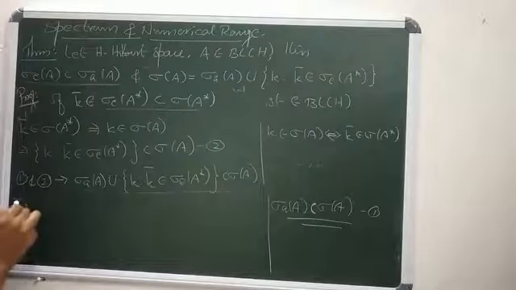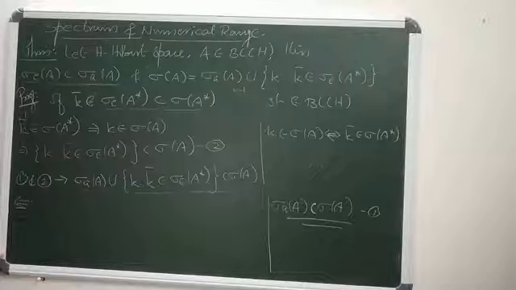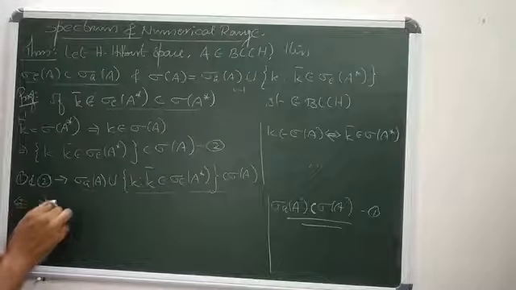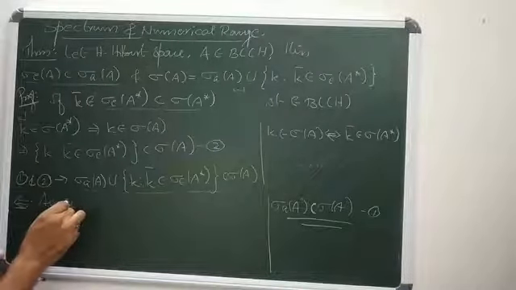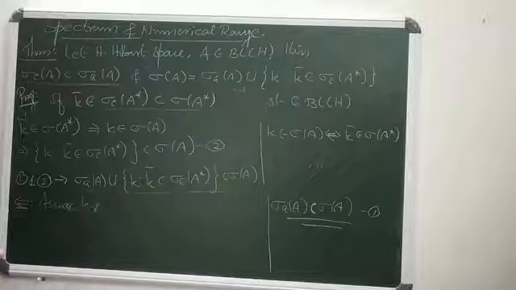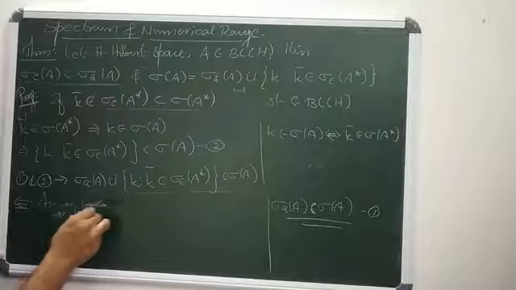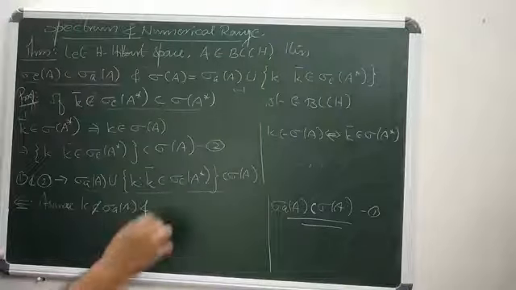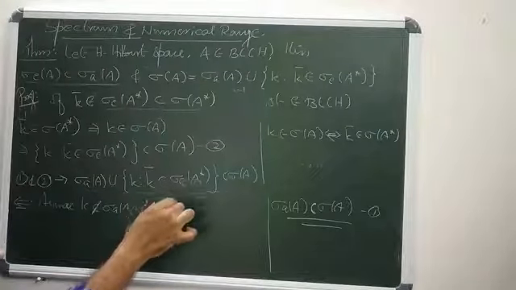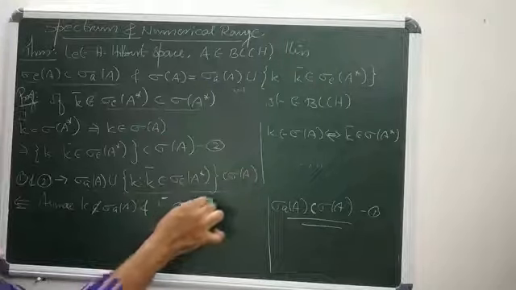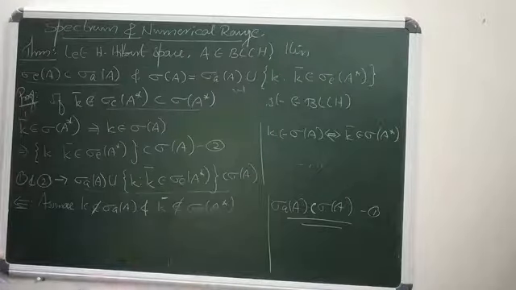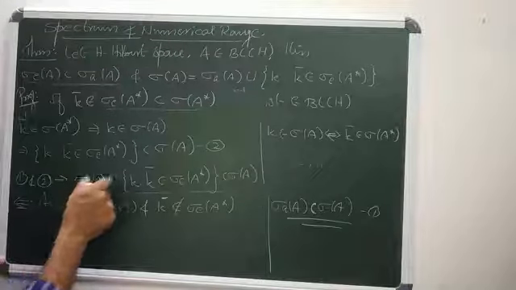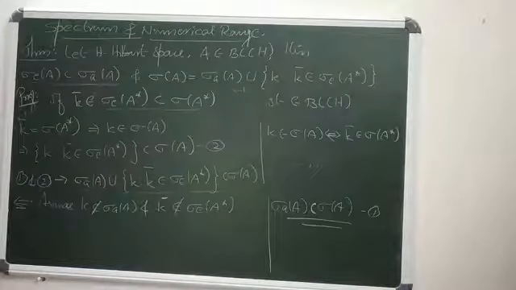Now for the reverse inclusion, assume K is outside of sigma_a(A) and K bar is outside of sigma_e(S). Assume K is outside of sigma_a(A) and K bar is outside of sigma_e(S).